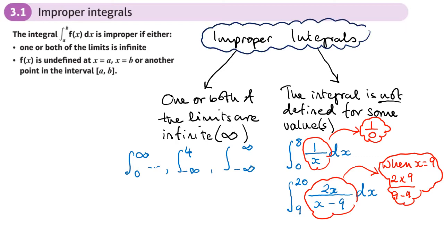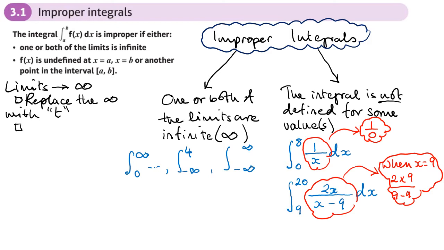Okay, and so how do we deal with these? Well, if it's the first type where we're dealing with limits which are infinite, what we do is we replace the infinity sign with another parameter letter, and we're going to use t, and then what we do is to see what happens as t, or what's the limit, as t approaches infinity.